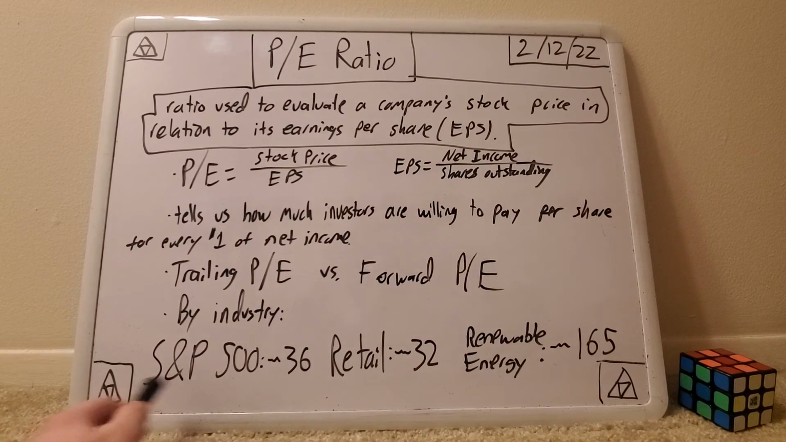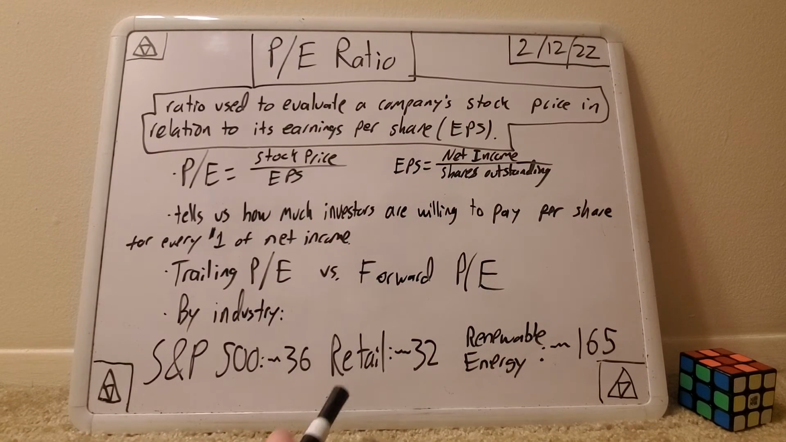Over the whole S&P 500, for all those companies, the PE ratio is going to average right around 36. The retail industry, right around 32. And then lastly, the renewable energy industry, that's a lot higher at around 165.